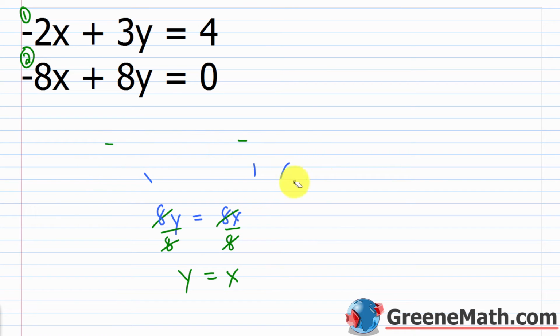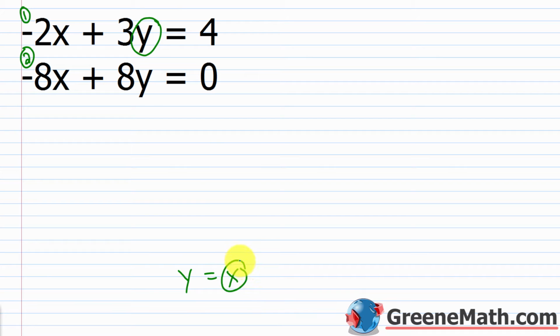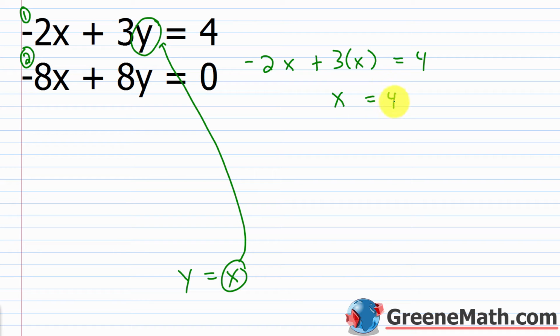All right, so let's erase everything. Now, we worked with equation 2. So I want to plug in for y in equation 1. So that's right here. And I'm going to plug in a value of x, because y is equal to x, y is the same as x. So essentially, I will have negative 2x plus 3, plug in an x for y because they're the same, so plus 3 times x equals 4. So essentially what I have is negative 2x plus 3x, which is x, and that equals 4. So my solution for x is 4.